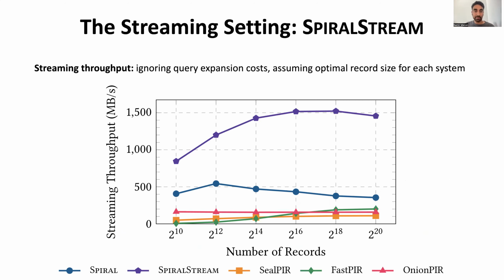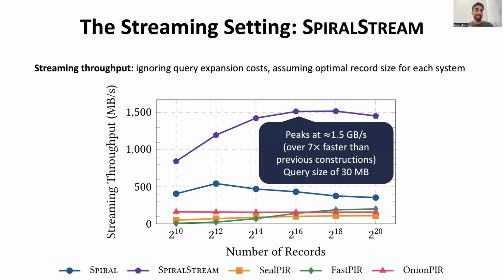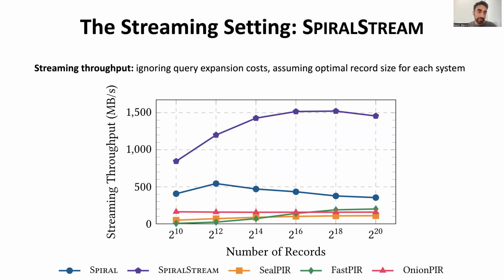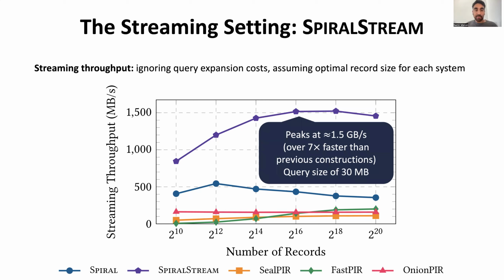In this streaming setting, we analyze the schemes slightly differently. We just focus on throughput. We ask, what are these PIR systems' throughputs? We assume the best possible record size for each system, and we ignore the cost of expanding the query, since that only needs to be done once. And you can see SPIRALSTREAM has roughly 3x higher throughput than Spiral. It peaks at around 1.5 gigabytes per second, which is 7 times faster than all previous constructions.